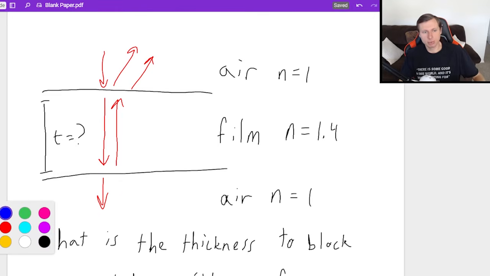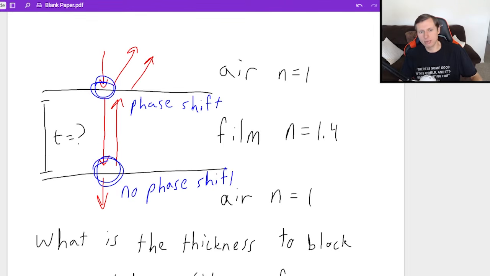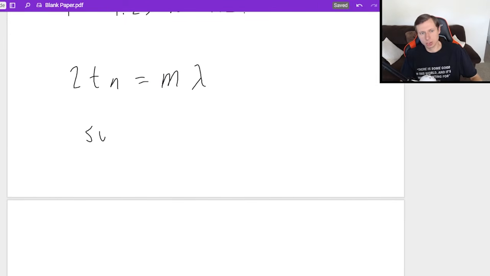Well, if you look at this point right here, when we go from air to the film, that is going to be a phase shift right there. And then when we go from the film to air, again, there's no phase shift. So that means we've got one phase shift total. It means I am going to switch. So now if I want constructive, it's the 0.5 values. If I want destructive, it's the whole numbers.